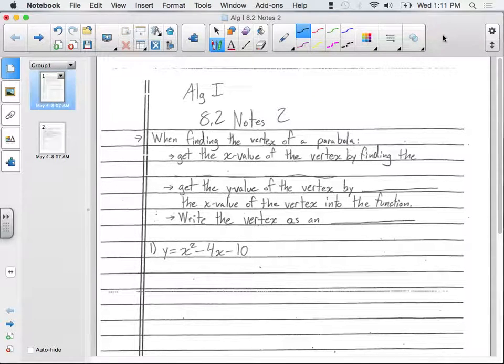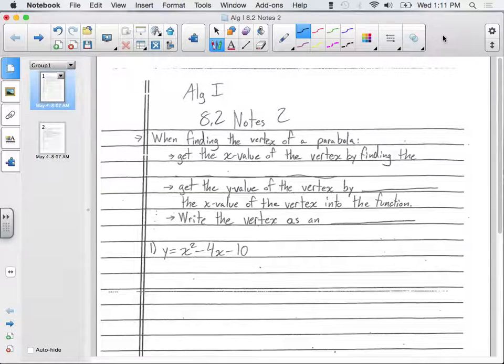All right, now, yesterday, what were the two things that we were looking for? Finding zeros and, the axis of symmetry. Yes, yesterday we were looking for zeros and the axis of symmetry.